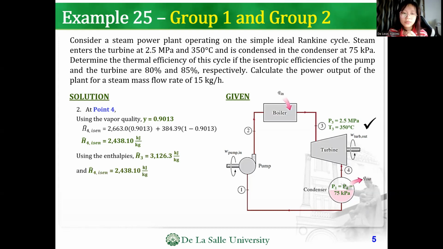Now, using the specific enthalpy at point 3 and point 4, we can now calculate the isentropic work of the turbine, which is negative 688.20 kilojoule per kilogram.